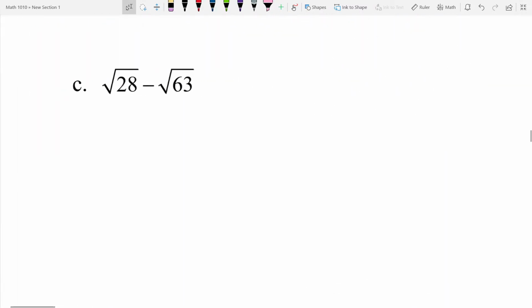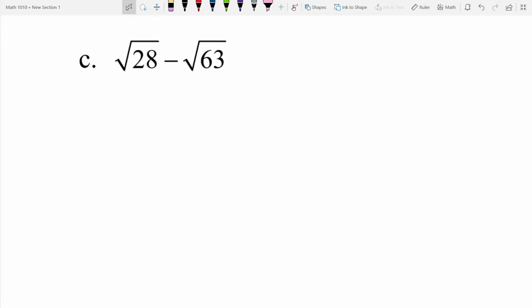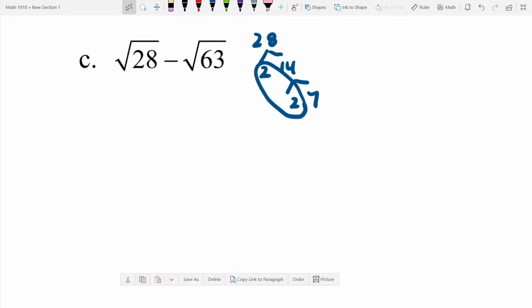Okay, here is C. Now, everybody stop. Can I add those together right now? No. But can anybody see anything that I can do? What can I do? You can simplify them, yes. Everybody write down the 28, and let's break that down. So 28 is 2 times 14. 14 is 2 times 7. See these two 2's right here, guys? They're going to come out as a single 2. So the square root of 28 reduces to 2 square root of 7.